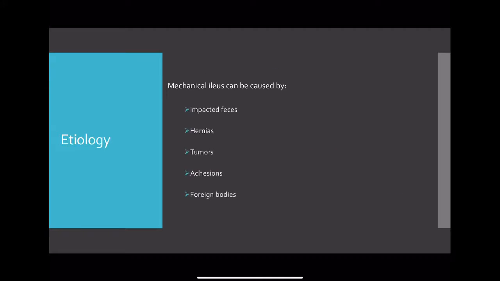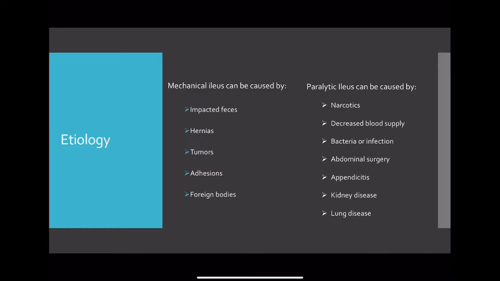The etiology of mechanical ileus can be caused by impacted feces, hernias, tumors, adhesions, and foreign bodies. Paralytic ileus can be caused by narcotics, decreased blood supply, bacteria or infection, abdominal surgery, appendicitis, kidney disease, or lung disease.